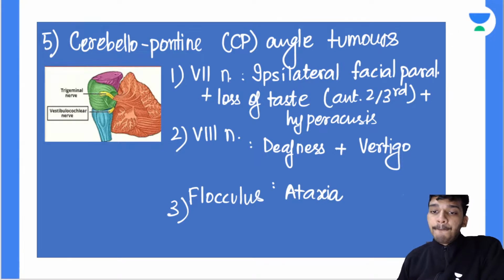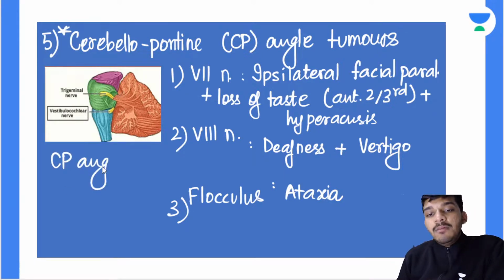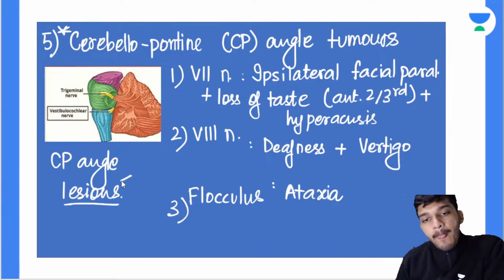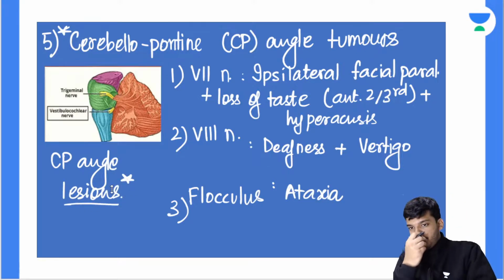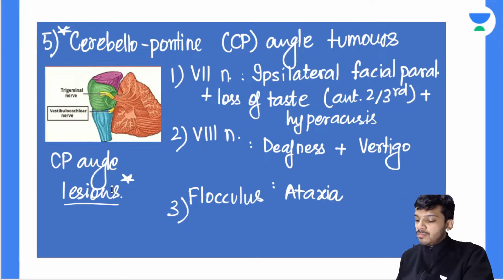These are the important things related to cerebello-pontine angle lesions. So this is called CP angle lesions. Is that clear to all of you?